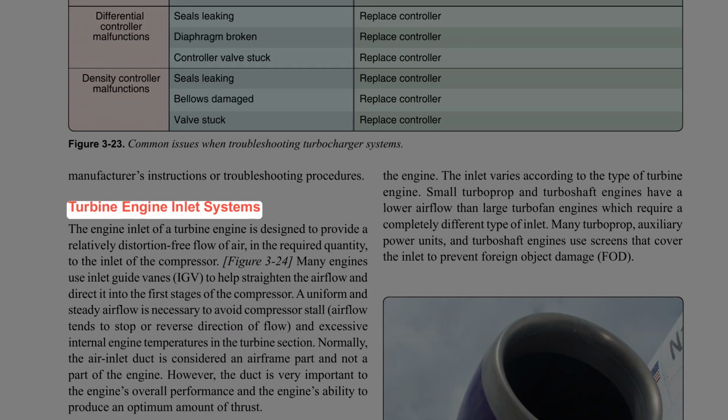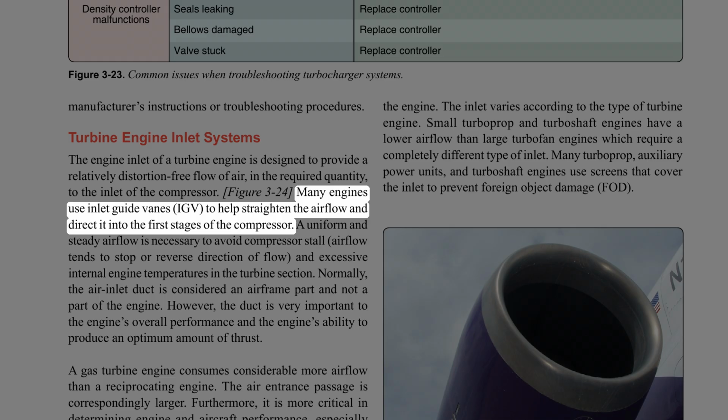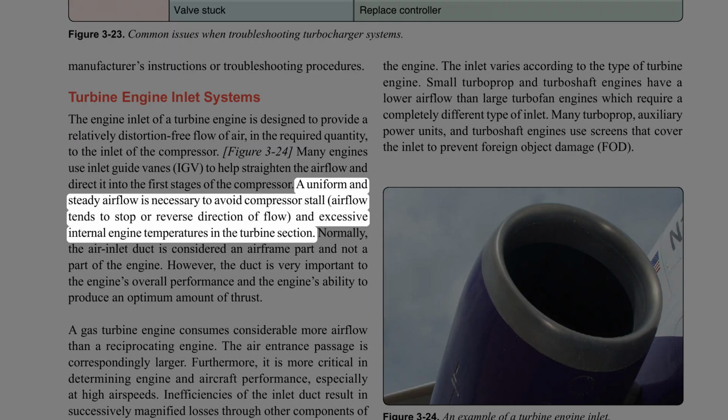Turbine engine inlet systems. The engine inlet of a turbine engine is designed to provide a relatively distortion-free flow of air, in the required quantity, to the inlet of the compressor. Many engines use inlet guide vanes, IGV, to help straighten the airflow and direct it into the first stages of the compressor. A uniform and steady airflow is necessary to avoid compressor stall, airflow tending to stop or reverse direction, and excessive internal engine temperatures in the turbine section.